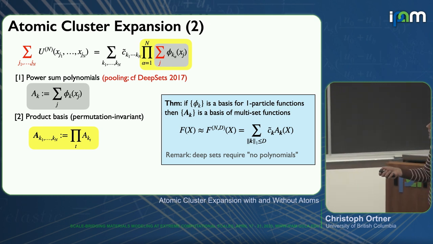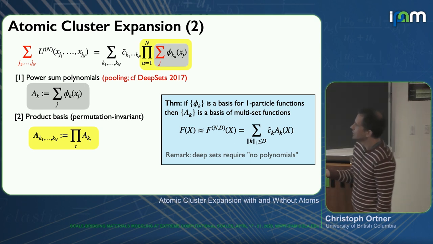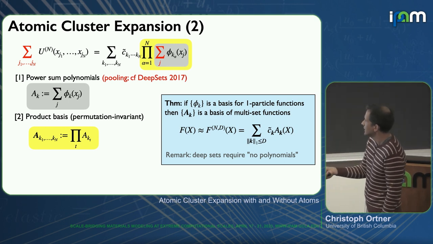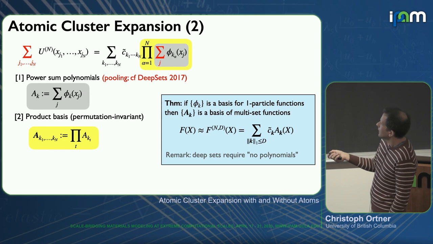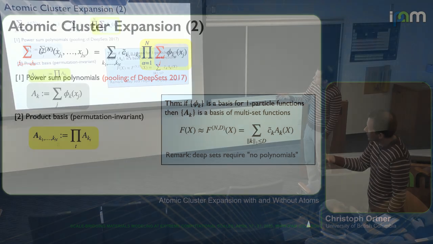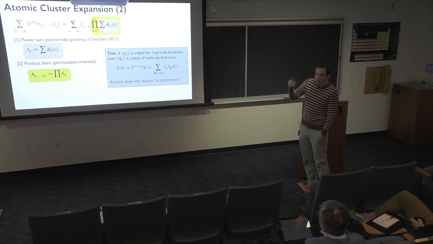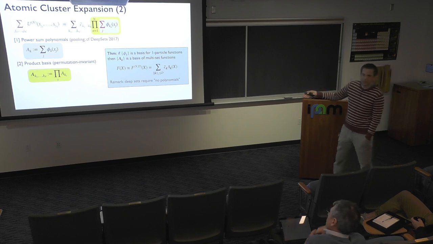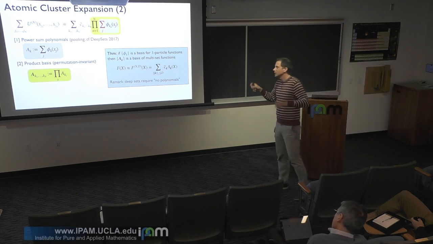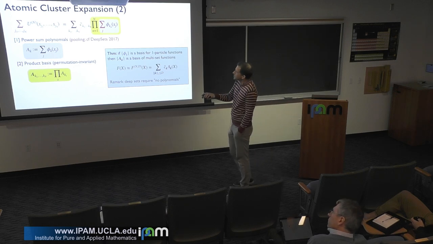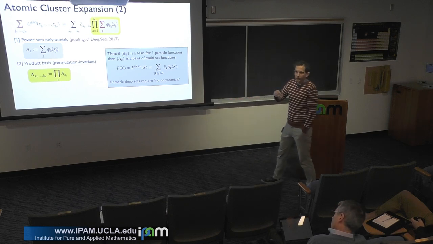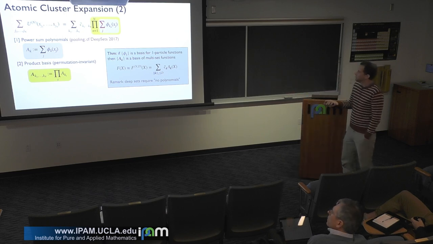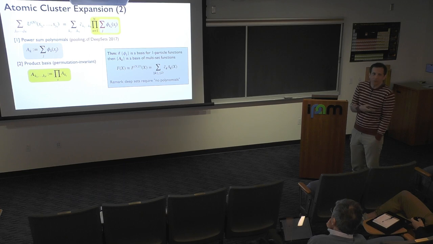Okay, so when you're here, you could in principle be done, because what these objects are, you can prove very easily. It basically follows from the construction I've given you: if these one-particle basis functions are a basis for one-particle functions, then these products become a basis for multiset functions. In the sense that any smooth multiset function, and you can make precise what we mean by this, can be expanded in that basis, or represented to within arbitrary accuracy. And you have a complete representation now of these potentials with these extremely simple operations.